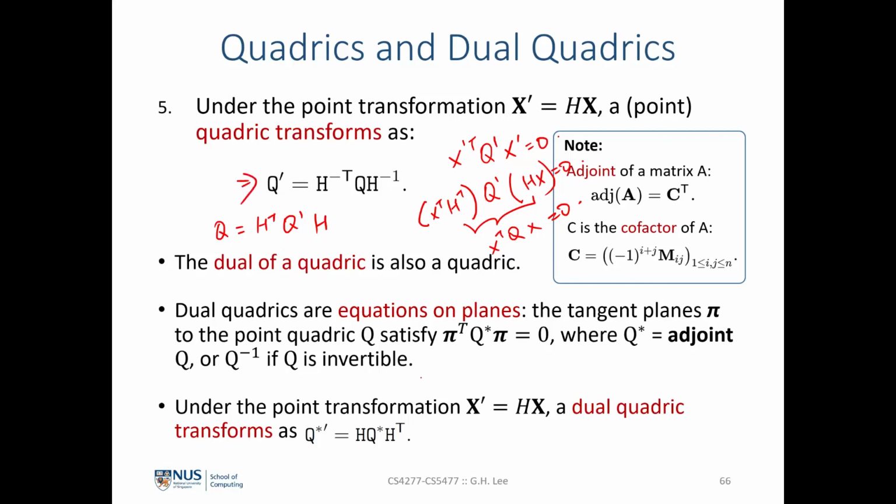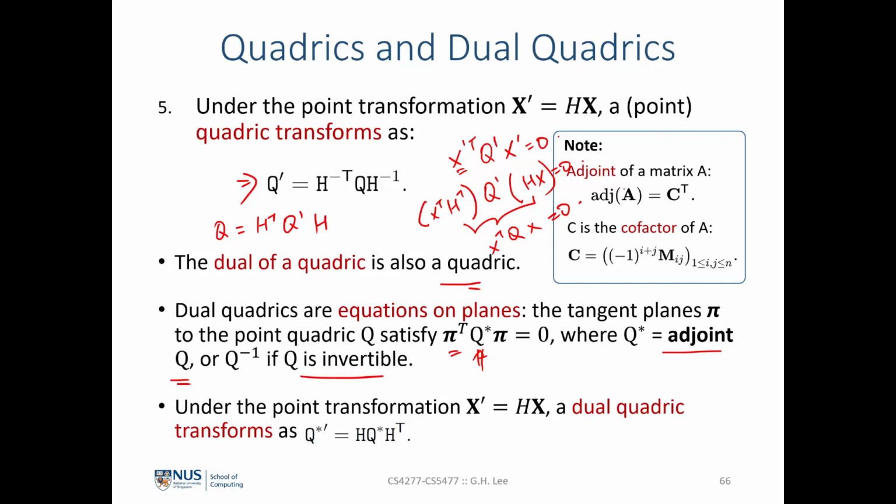The dual of a quadric is also a quadric. So dual quadrics are equations on the plane instead of defining it over a point, since there is a duality between point and plane. Defining this equation means that this quadric is defined by a point x, but we can also define this in terms of the point-plane duality. Hence, we will get the dual of the quadric defined by Q star over here, and Q star is the adjoint of Q, or Q inverse if Q is invertible.